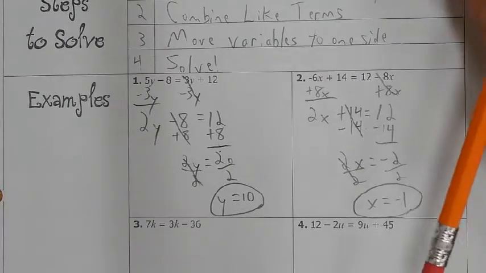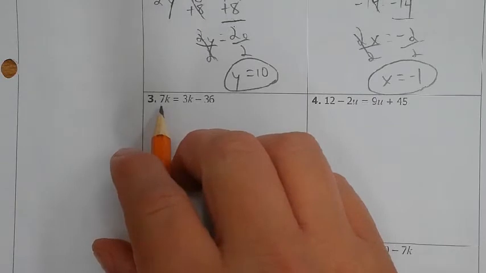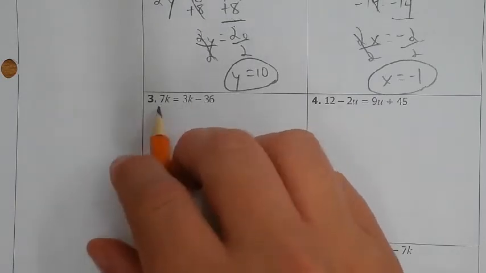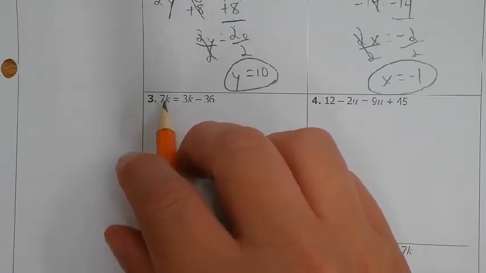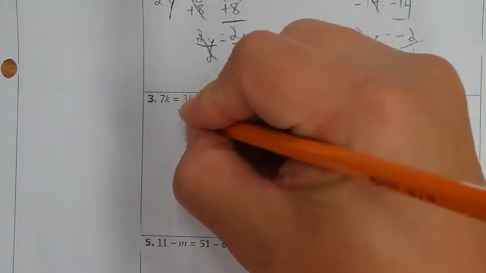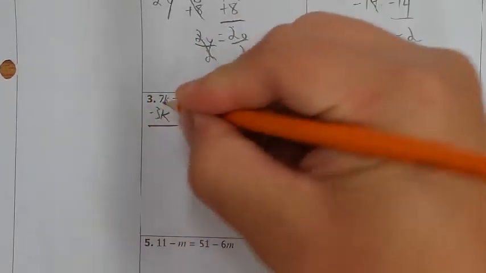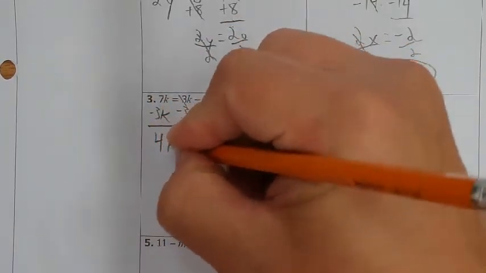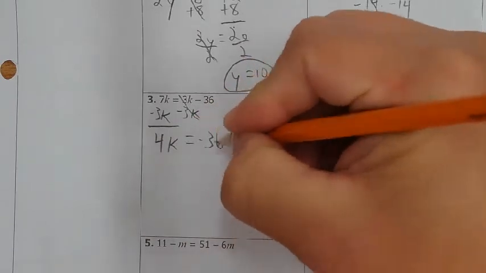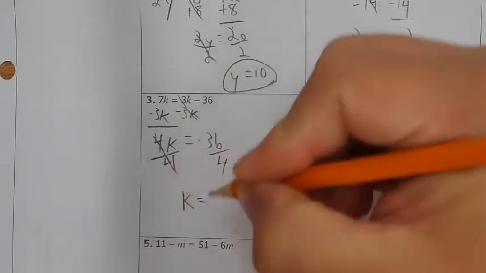Okay, then you have problems like number 3. Number 3 is a little different because there's only one variable on this side. So we know we cannot move 7k over here, because if we move 7k, that leaves nothing over here. You can't leave nothing. So we're going to move 3k. The opposite of positive 3k is minus 3k. 7 minus 3 is 4, so that'd be 4k equals negative 36. Then divide by 4. And k equals negative 9.